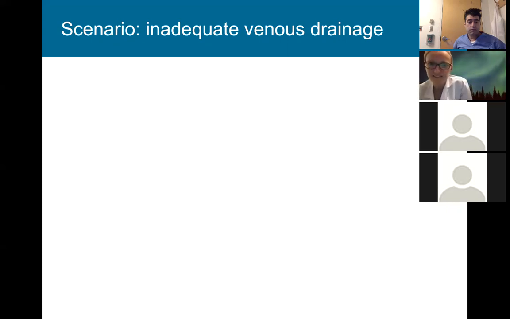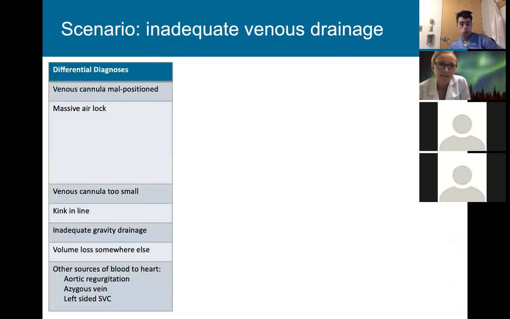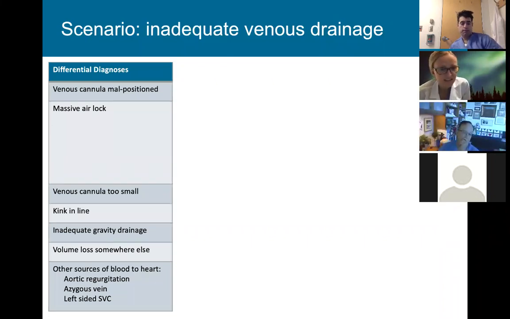So causes for inadequate venous drainage are malposition of your venous cannula, an air lock, which you can deal with by applying vacuum. The wrong cannula size for the patient, body weight and size. Great. Yeah, so malposition cannula, you can have a cannula that's too small, kink in the line, inadequate drainage, a massive airlock, which I want to go through, and then volume somewhere else, for example, which we can go through.